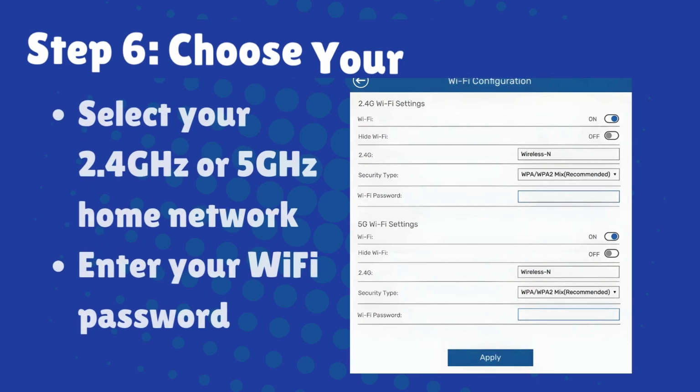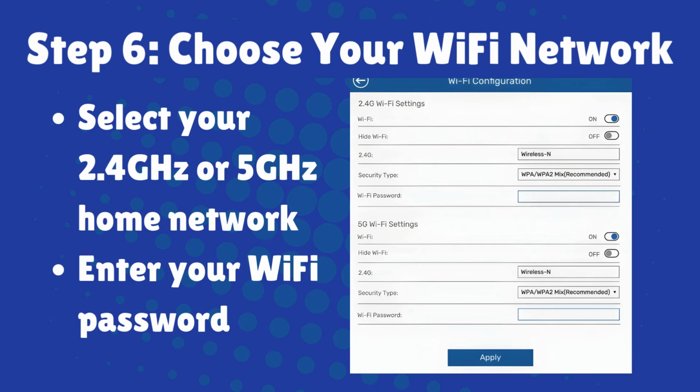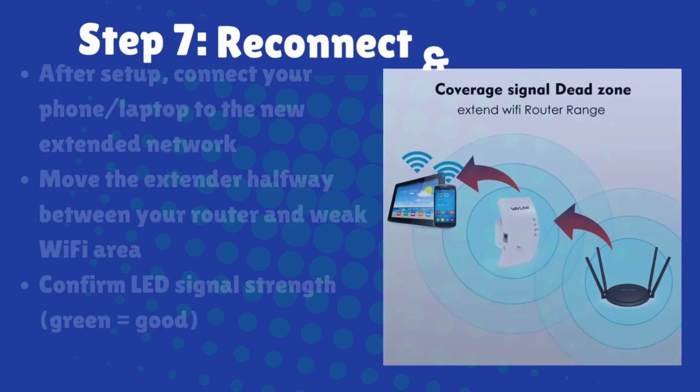Step 6. Choose your Wi-Fi network. Select your 2.4 GHz or 5 GHz home network. Enter your Wi-Fi password.